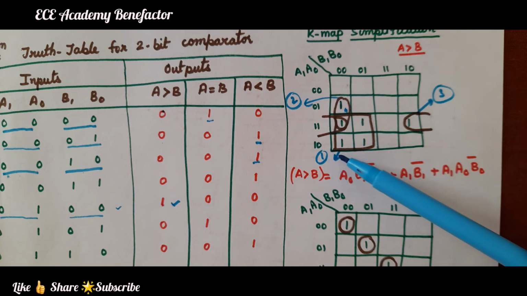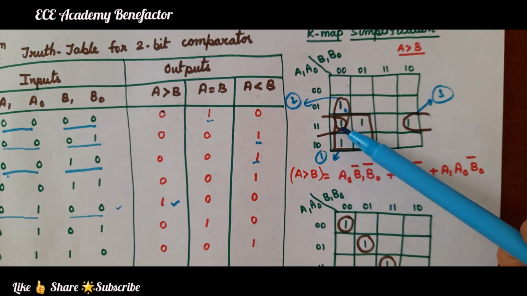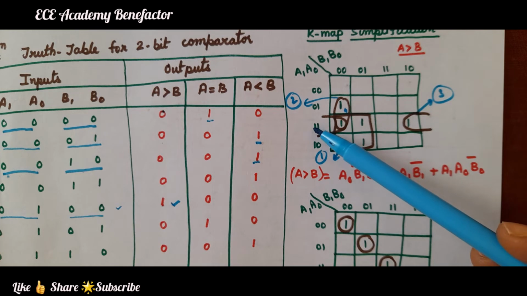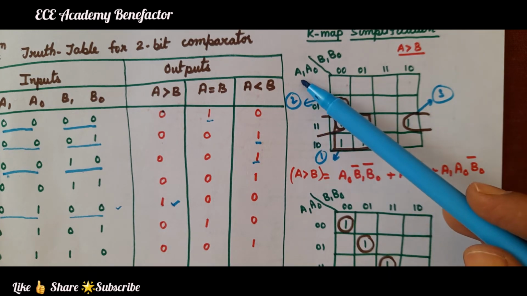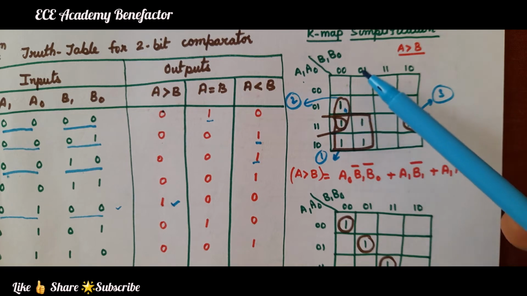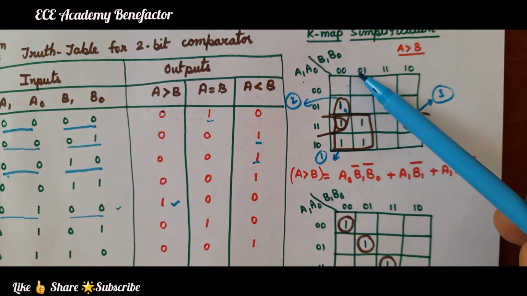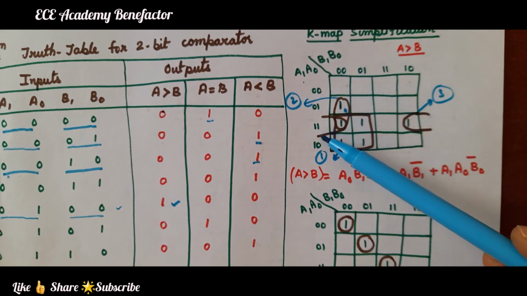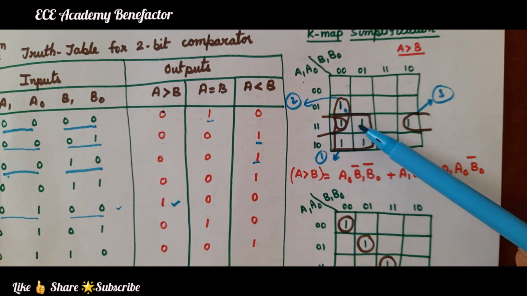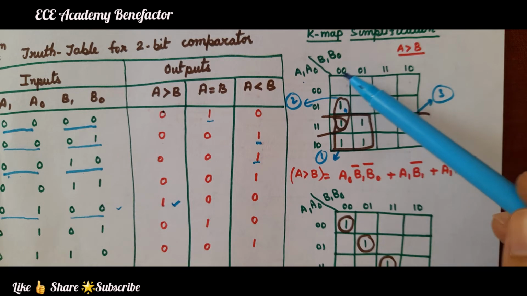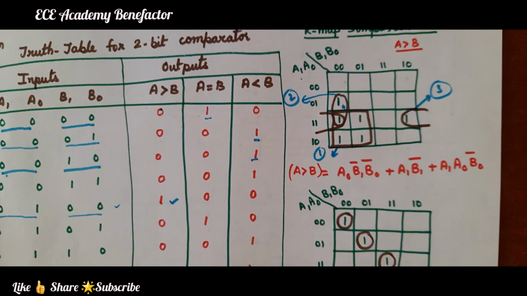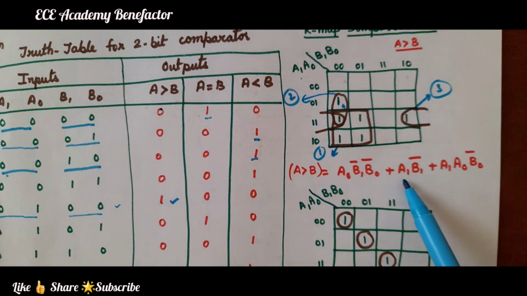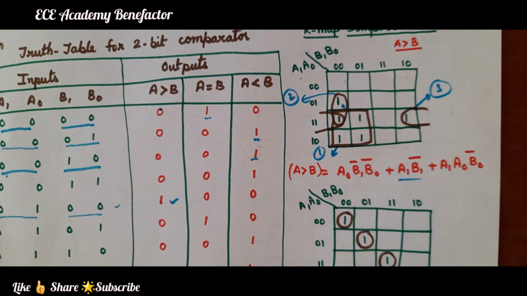For this quad, what will be the term coming here? We have to look here. What is common? 1 is common, that is A1. In these two columns, what is common? B1. In these two, 0 is common, which means B1 bar. So we are getting the term A1 B1 bar.